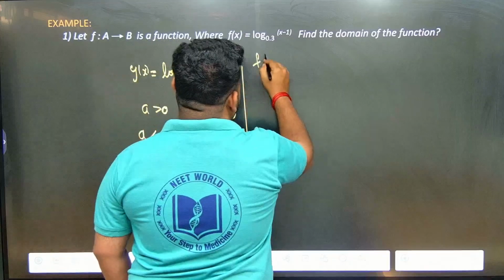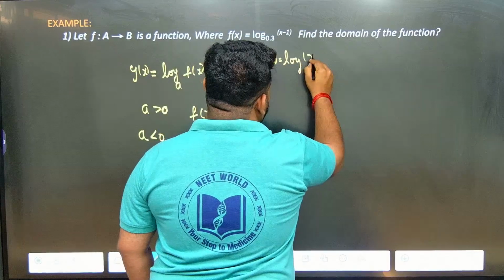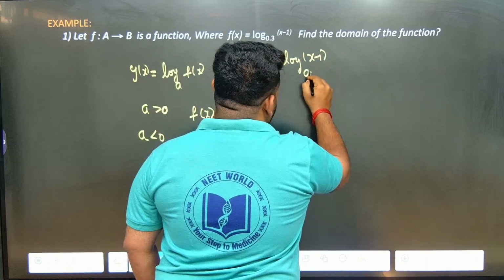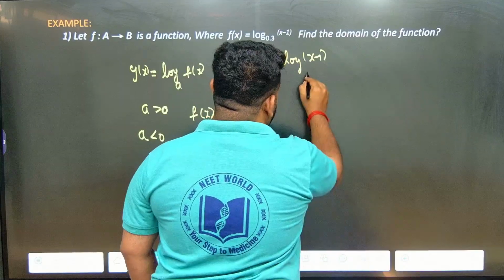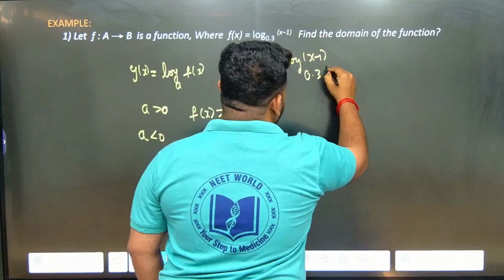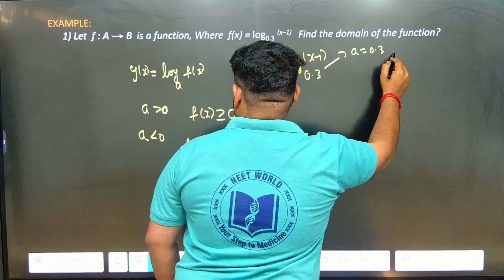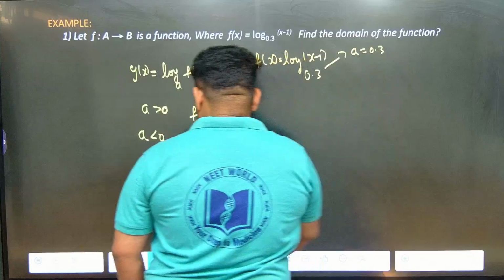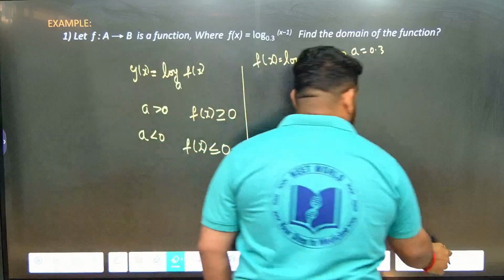F of x is given as log of x minus 1 to the base 0.3. So observe carefully. Here a is 0.3, which is clearly less than 1.